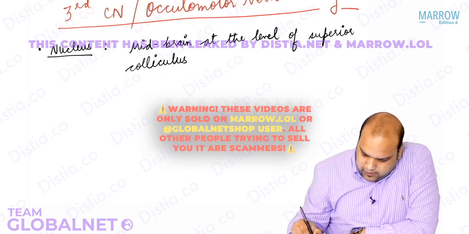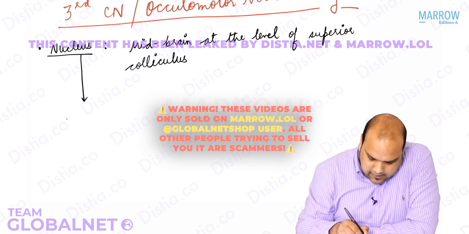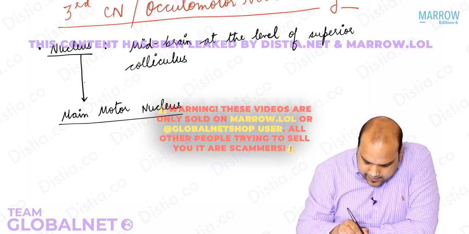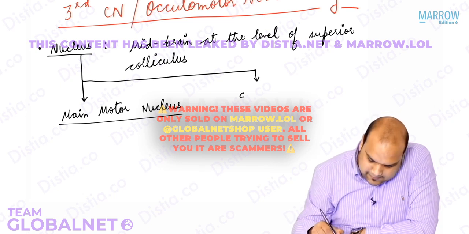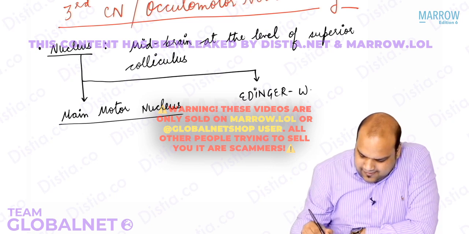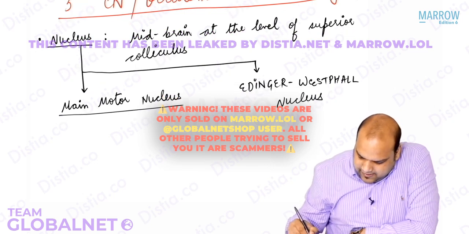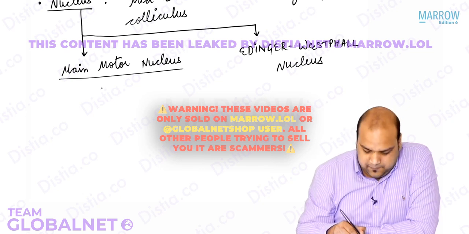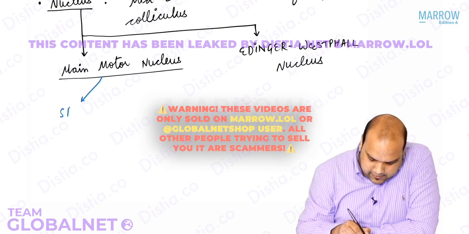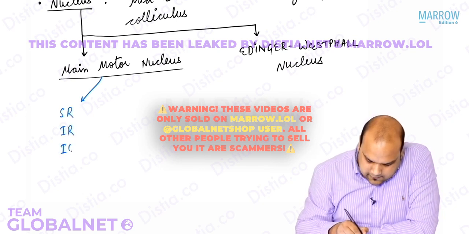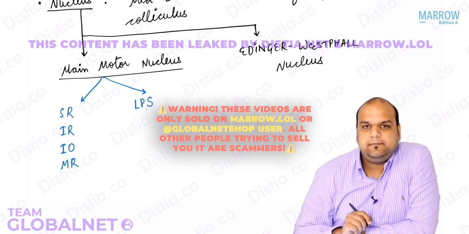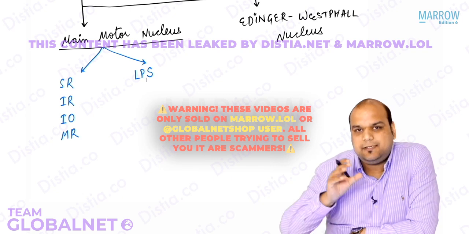Okay. Then this nucleus can be divided into 2 parts. One is the main motor nucleus and the other part can be called the accessory nucleus, which is named, as everybody knows, the Edinger-Westphal nucleus. Now the main motor nucleus, everybody, supplies the extraocular muscles. What are the extraocular muscles, everybody? Superior rectus, inferior rectus, inferior oblique, medial rectus, levator palpebrae superioris. Now, why have I written levator palpebrae superioris as a single there?